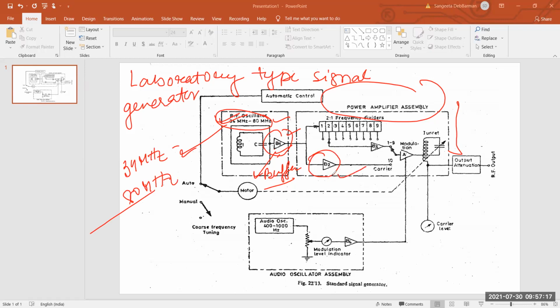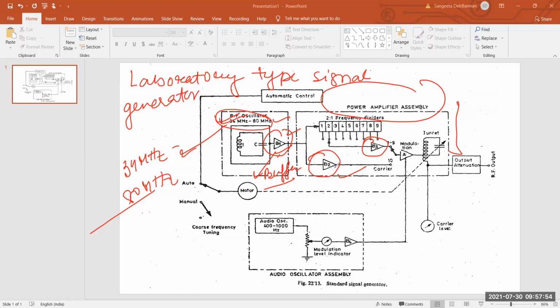In order to obtain the low frequencies, the RF signal is applied to a series of frequency dividers. You can see the frequency dividers here, having at least 9 stages in a 2:1 ratio. Here another buffer amplifier is connected. The frequency ratio of 2:1 can be obtained in various ways. So the frequency dividers provided are in 2:1 ratio.